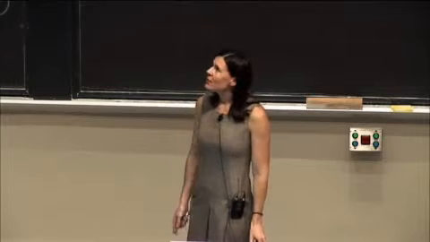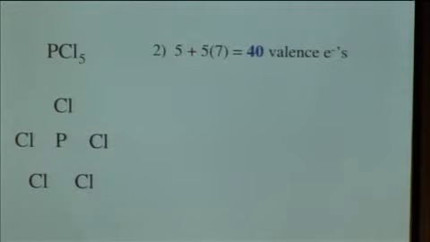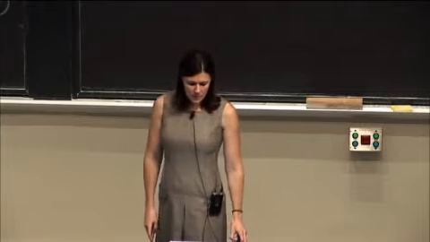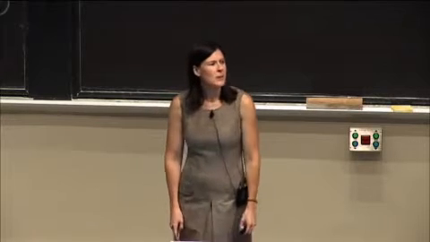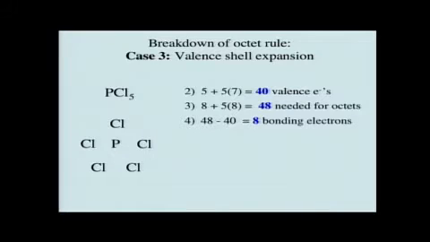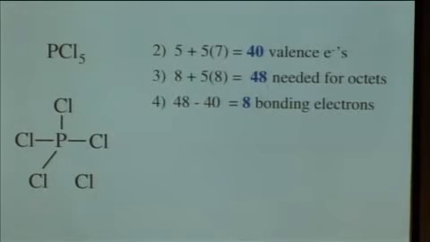What we know is we need 40 valence electrons, or we have those: 5 from the phosphorus, and 7 from each of the chlorine atoms. If we were to fill up all of those octets, that would be 48 electrons. So what we end up with when we do our Lewis structure calculation is that we only have 8 bonding electrons available to us. So we can fill those in between the phosphorus and the chlorine.